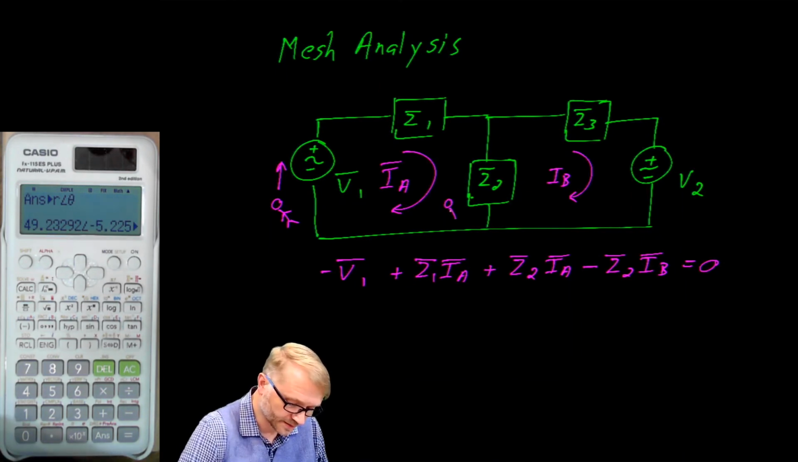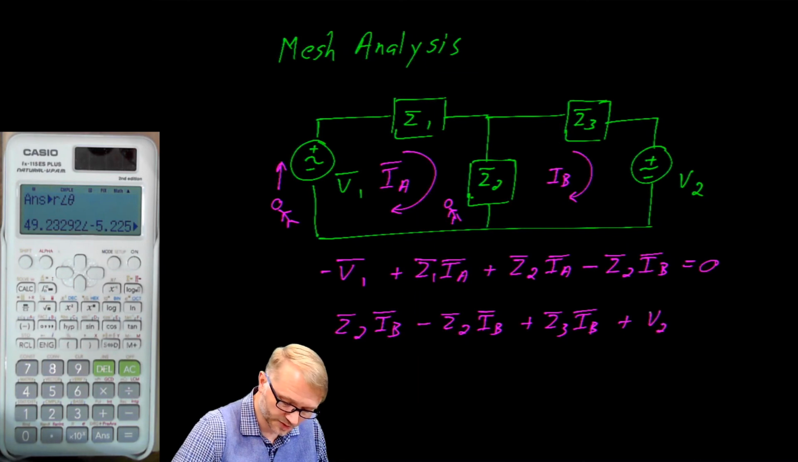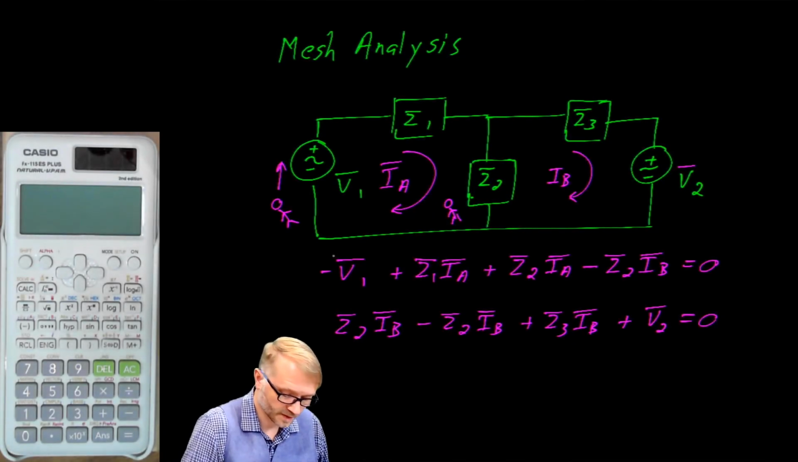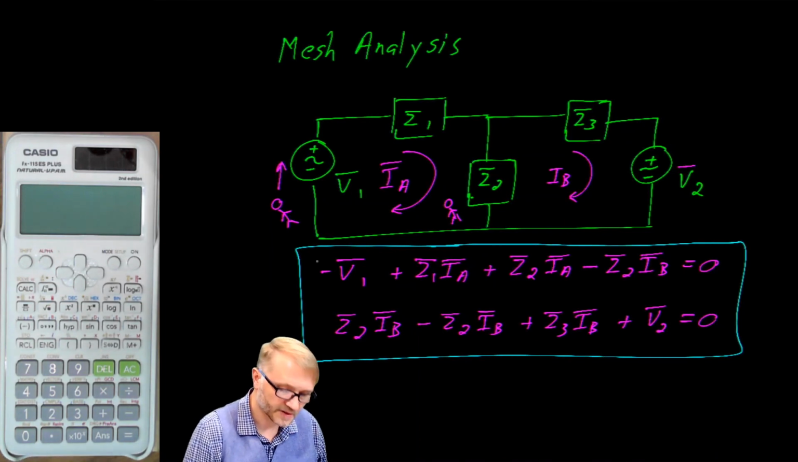In the second loop, we have impedance 2 by current B minus impedance 2 by current A plus impedance 3 by current B plus the voltage 2, all equal to 0. For this class, you will be asked to set up but not solve these loop equations.